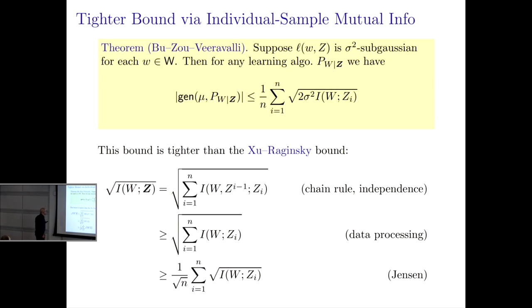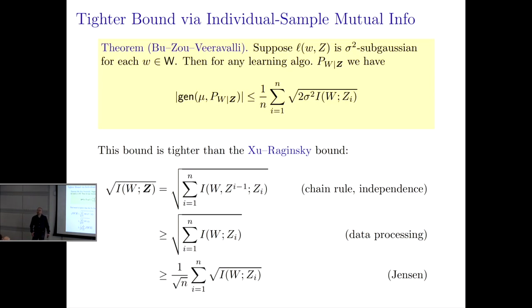So now, make the same assumption. Their results are a lot more general than this; I'm just simplifying. Suppose once again I have my data distribution for Z, and I plug any W into the loss, that's a sigma squared sub-Gaussian random variable. Now, for any learning algorithm P of W given Z, we have the following bound on the absolute value of the generalization error. It's a 1 over n sum of square roots of twice sigma squared, which is the sub-Gaussian constant, times the mutual information between W and the ith training example. They call this the individual sample mutual information.